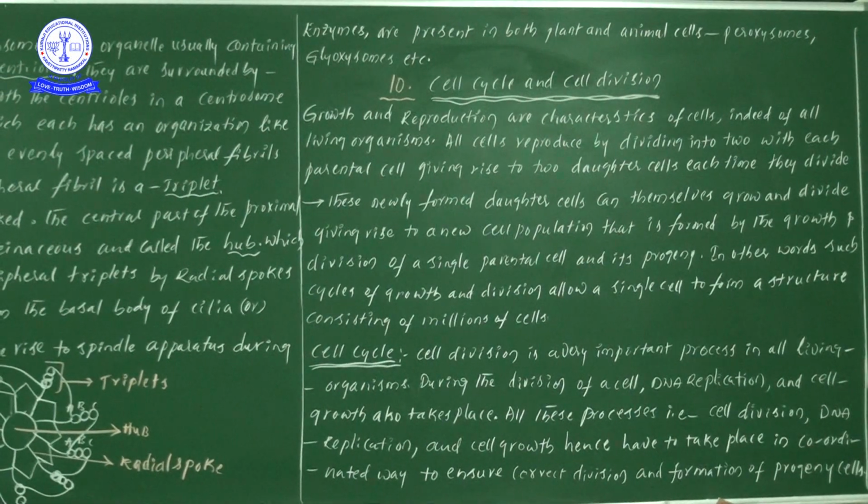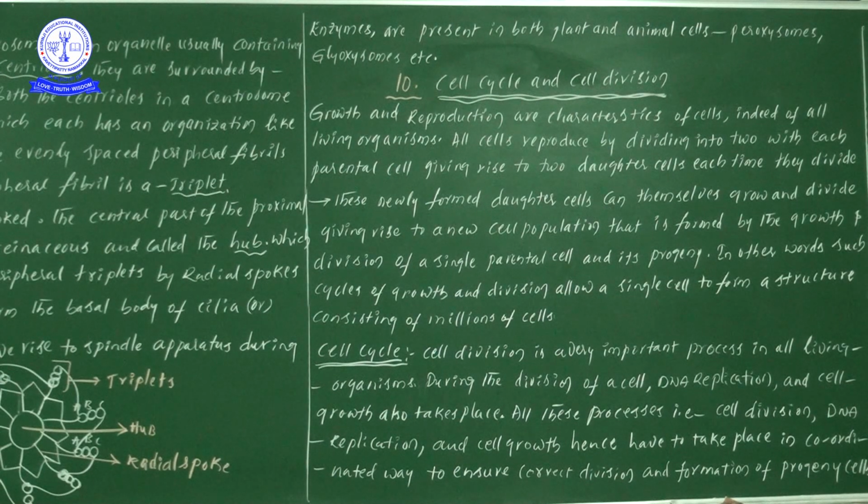The word microbodies itself gives the information that they are very small. Many membrane-bound, very minute vesicles are present in a cell, containing various types of enzymes. These structures can be seen in both plant as well as animal cells. What are the kinds of microbodies? Let me give some examples.